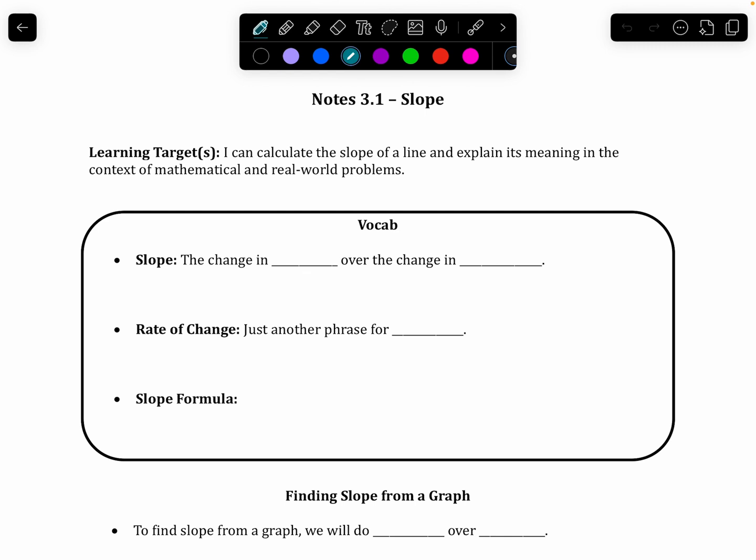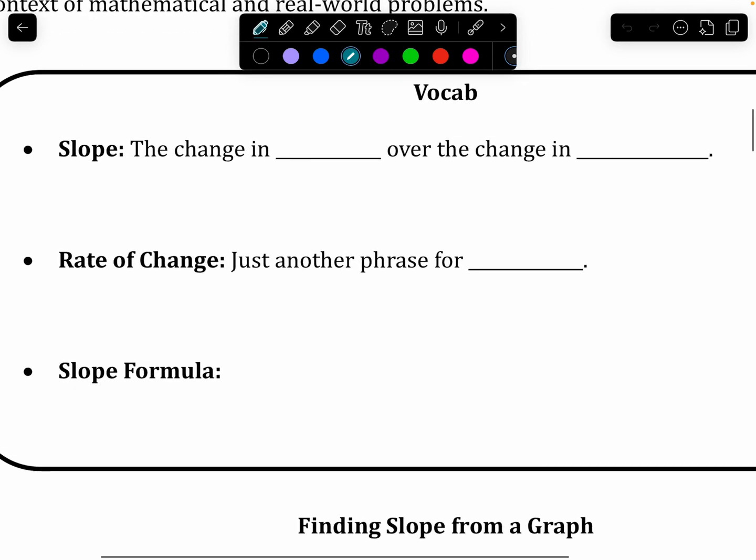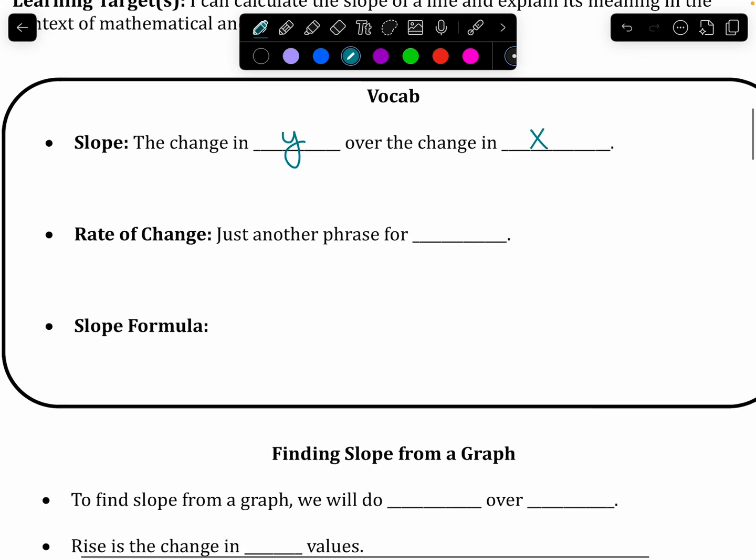The learning target for today is I can calculate the slope of a line and explain its meaning in the context of mathematical and real-world problems. We have 3 vocabulary words today. The first vocab word is slope, and slope is the change in your y values over the change in your x values. So this is going to be the change in y over the change in x.